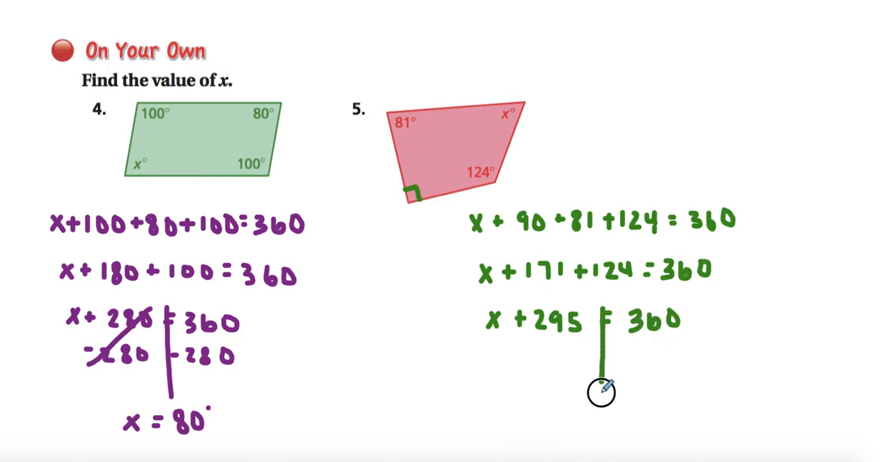To get x by itself, I'm going to use inverse operations. So I'm going to subtract 295 on both sides. 295 minus 295 cancels out to be 0, and I can bring down my x. 360 minus 295 is equal to 65. So for this problem, x is equal to 65 degrees.